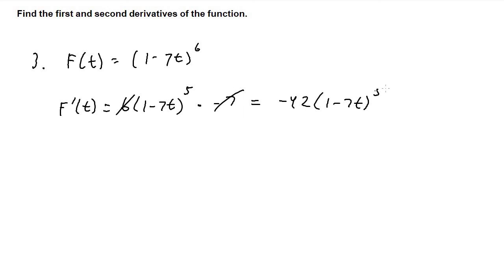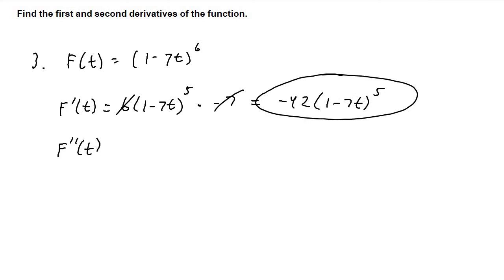to the fifth power. So now, in order to find f double prime of t, the second derivative, notice we do have to use the chain rule or the power rule combined with the chain rule once again. Negative 42 is just a constant, so we can bring the power down once again. So negative 42 times 5. Keep the inside function the same. Subtract the power by 1, 5 minus 1 is 4, and multiply by the derivative of the inside function. Once again, derivative of 1 minus 7t is negative 7.